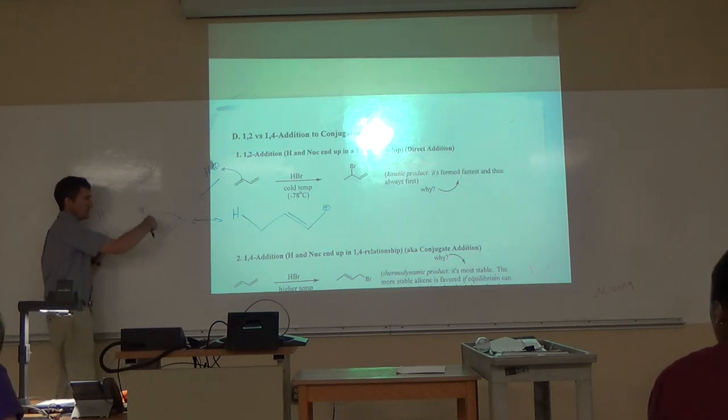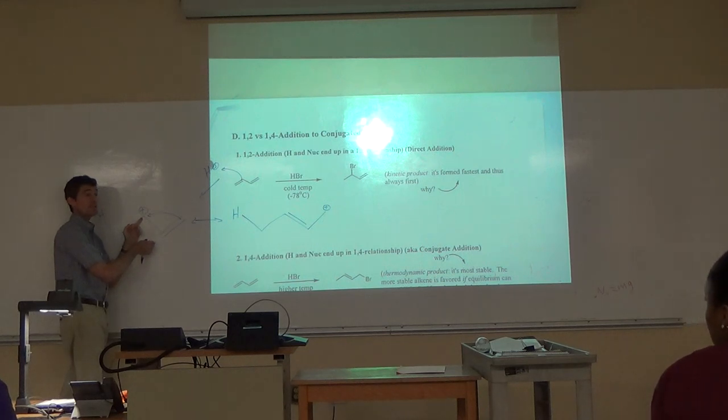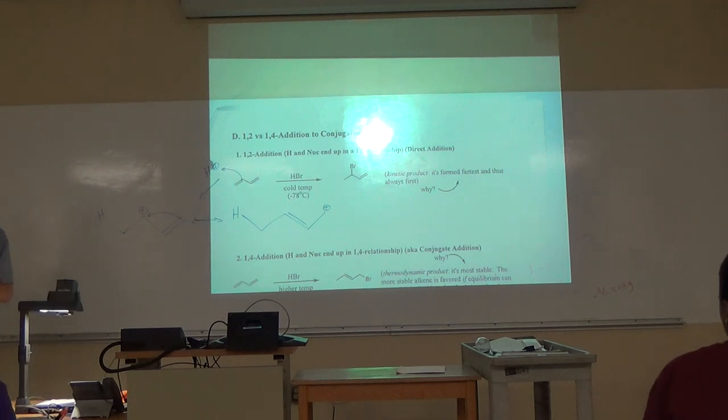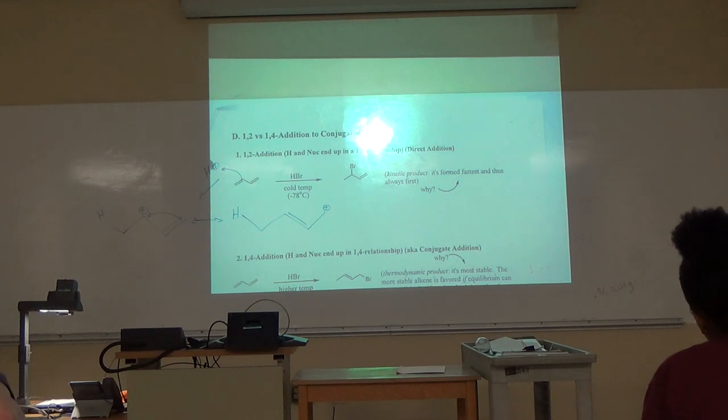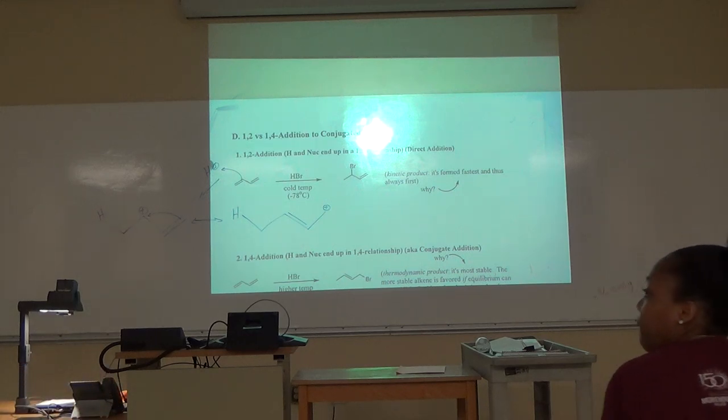Do we have a name for such a carbocation where the cation is next to an alkene? Yes, we do. I'll rephrase my question. What is the name of a carbocation that's next to an alkene? Starts with al. Allylic, right? Okay. We get an allylic cation, a resonance stabilized allylic cation.